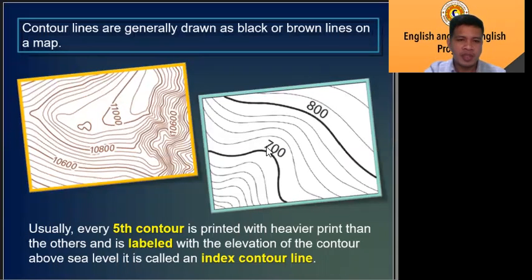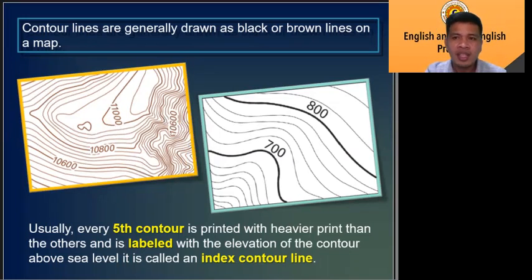Now this fifth contour is called the index line, or sometimes the index contour line. So this one, 800, the darker line here, is called the index contour line. Then 700, this is also an index contour line. Also on this one here, you can see 11,000, 10,800, 10,600. So these are index contour lines.